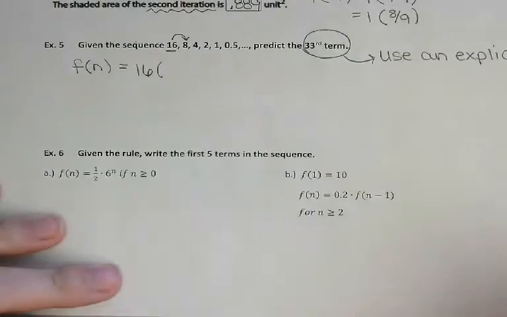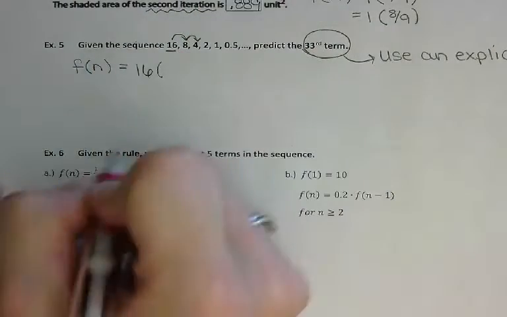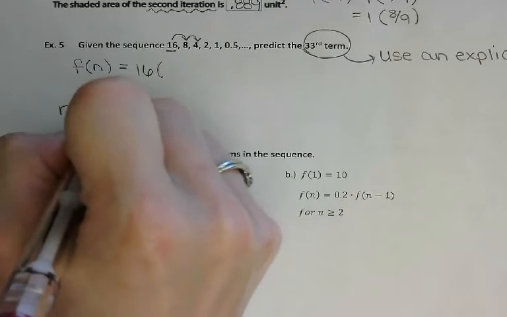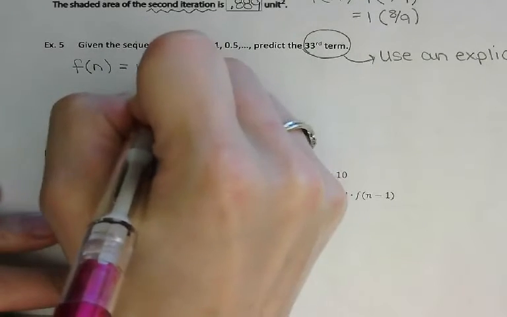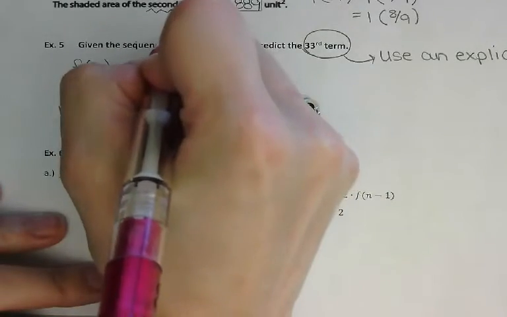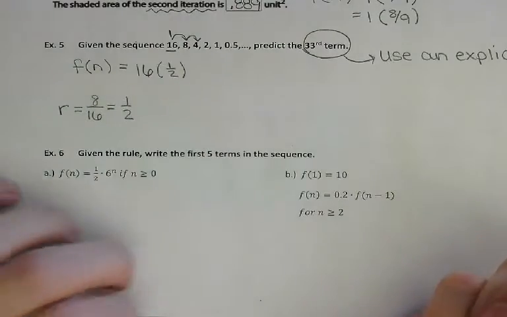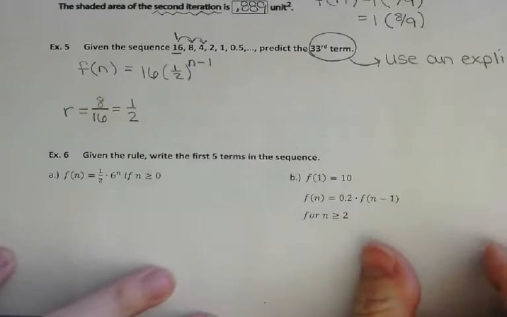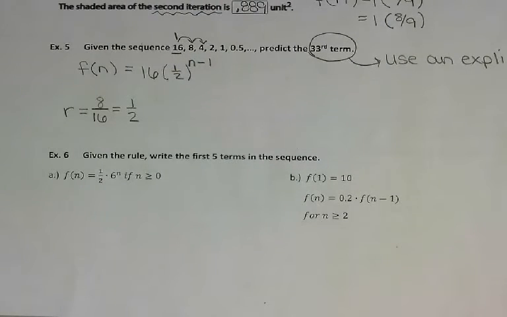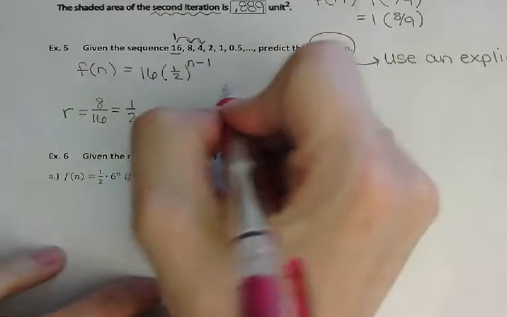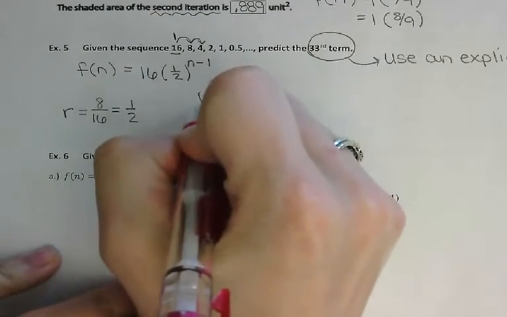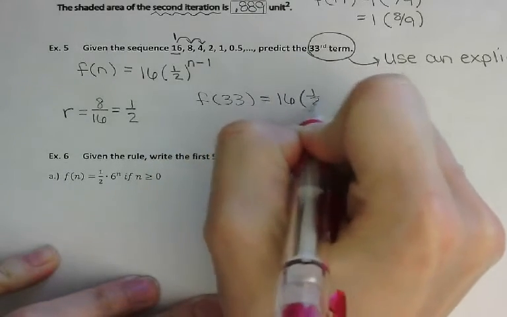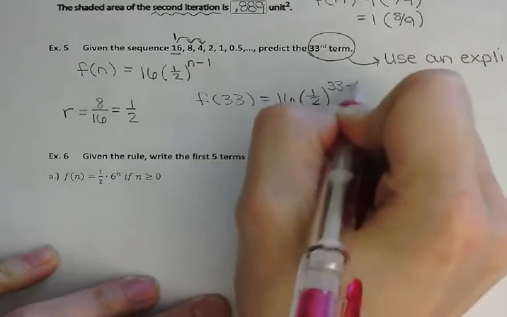So I'm trying to figure out what they are doing from here to here, here to here. Again, you can always take the second term and divide it by the first term, so you get 1/2. Now I should have made a table. We're going to use this as a 1. So then this will be n minus 1. All right, now that I have my rule, I can say f of 33 is going to equal 16 times 1/2 to the 33 minus 1.